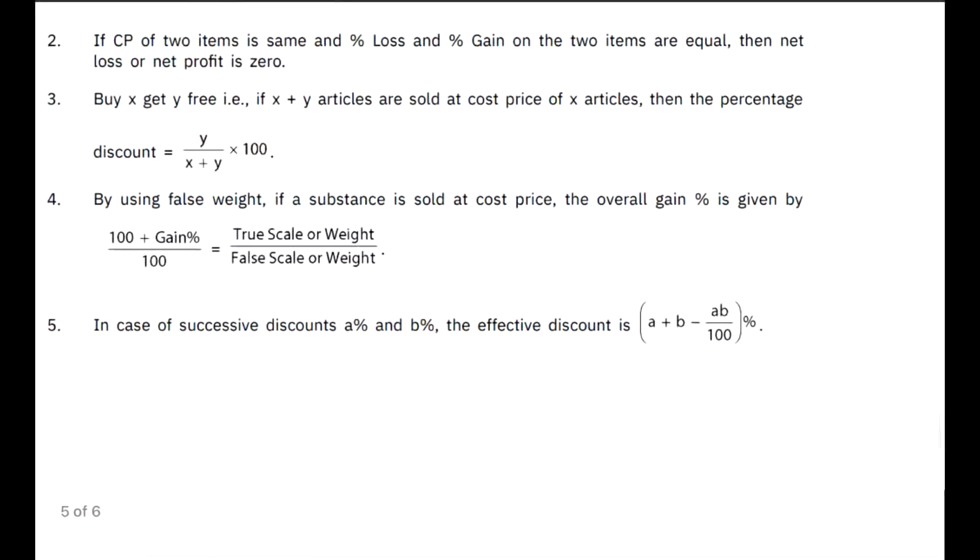Number 2 says if CP of 2 items is same and the percentage loss and gain on the 2 items is also equal, then the net profit is 0. So if the CP is same, in the previous case the SP was same. So that is the difference between CP and SP. Now third number, buy X and get Y free. If X plus Y articles are sold at a cost price of X articles, then the percentage discount will be Y by X plus Y into 100.